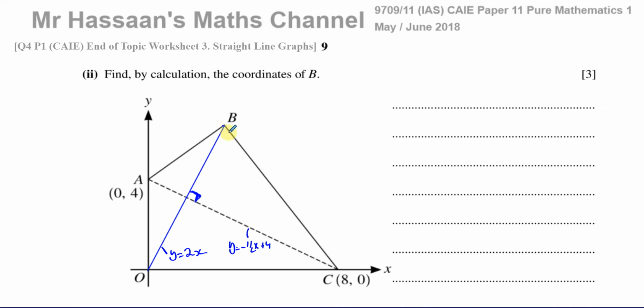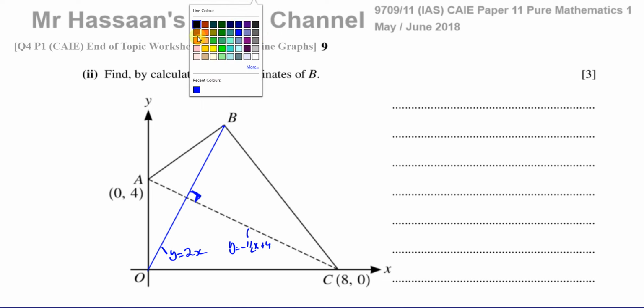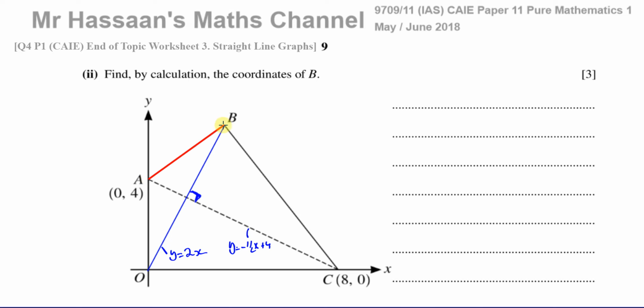We have to understand that this is a kite. A, B, C, O is a kite. Let me just draw some lines in there to make it very clear that we have a kite here. So this is A, B, C, O. This is a kite. Now in a kite, we should know the properties of the kite: the diagonals intersect at right angles, and the longer diagonal bisects the shorter diagonal. So the longer diagonal cuts this one into 2 equal halves.